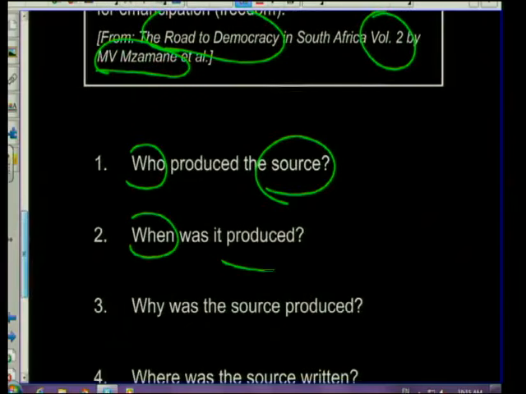Let's look at the second question. When was it produced? From the source, we cannot say when it was produced. There's no indication of that, but that's fine. You can go on to the next question.